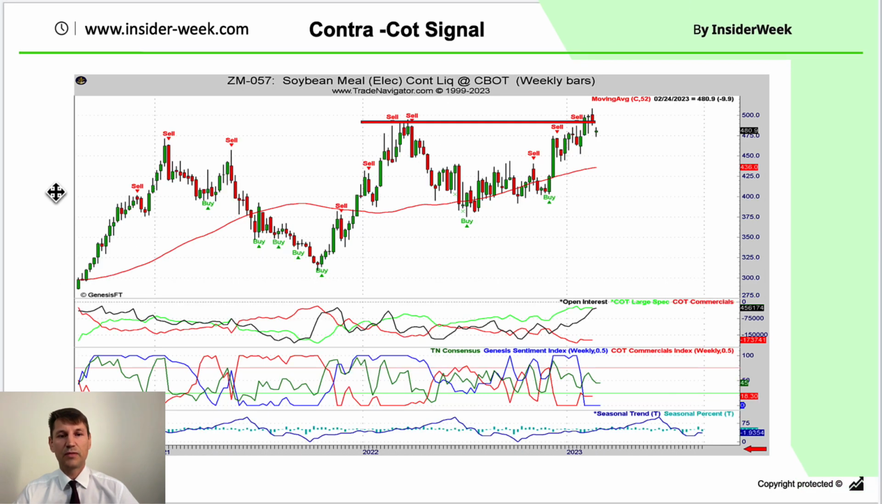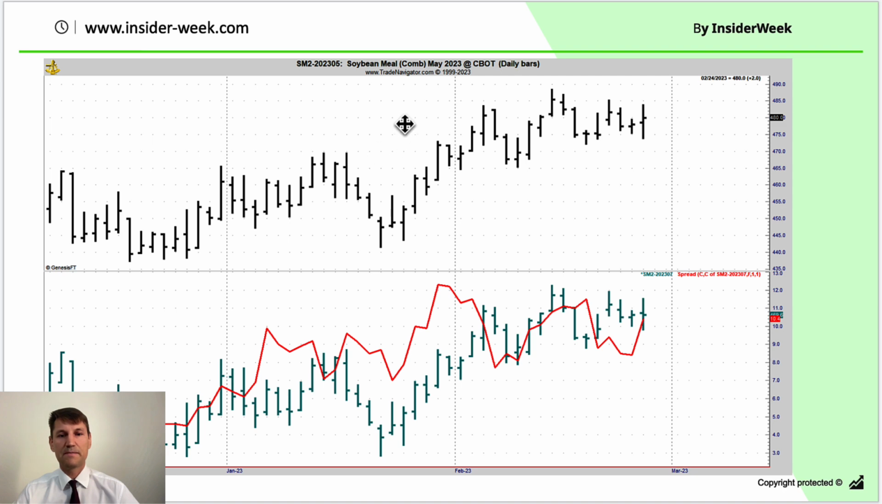Next interesting market is soybean meal. So we have a new contract here. On the weekly chart with the non-adjusted contract, you see a gap here. If you check the May contract, you see that the market is moving sideways.